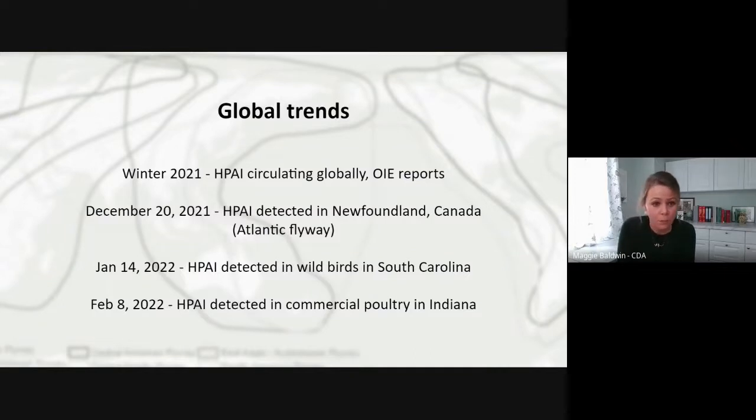So in winter 2021, we saw HPAI circulating globally. December 20th, HPAI was detected in Newfoundland, and that was in the Atlantic Flyway on that right-hand side in the Black Flyway. January 14th, HPAI was detected in the United States in wild birds in South Carolina, and subsequently detected in commercial poultry in Indiana on February 8th.